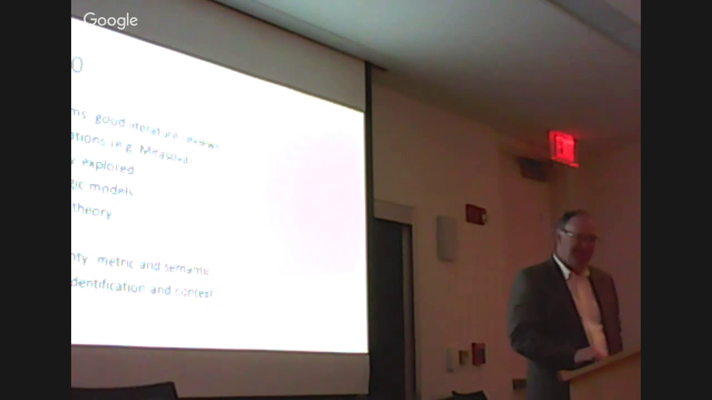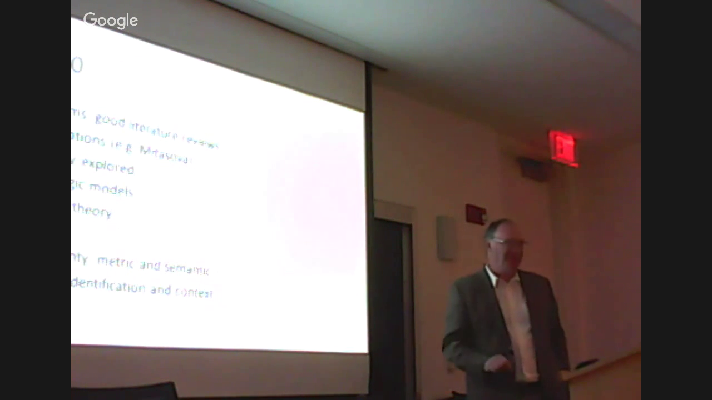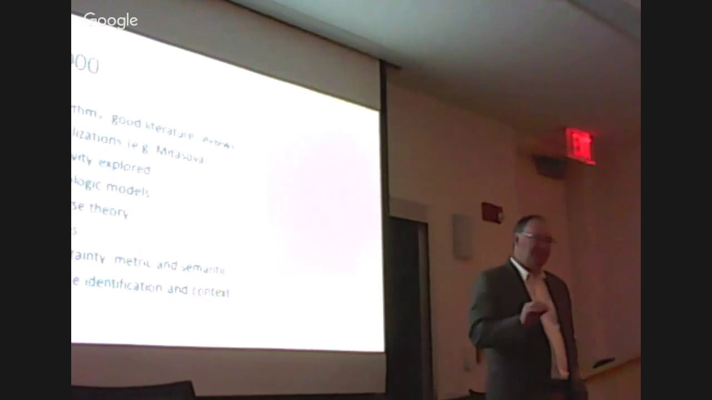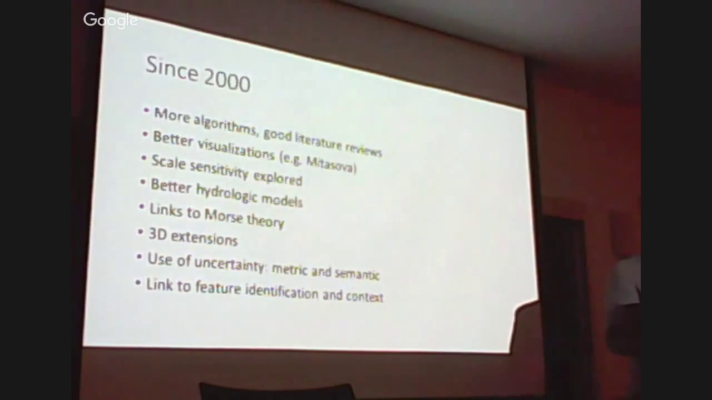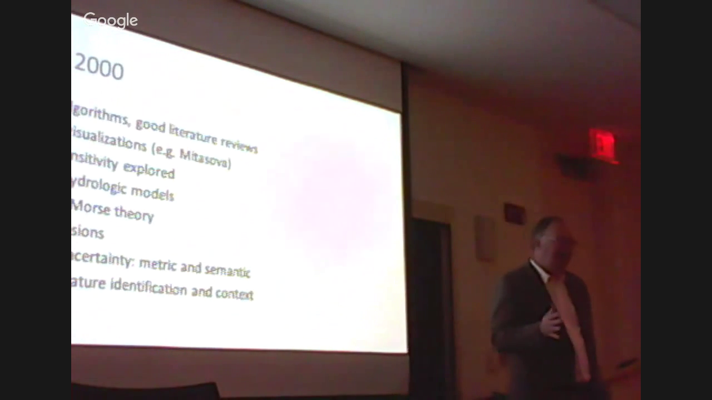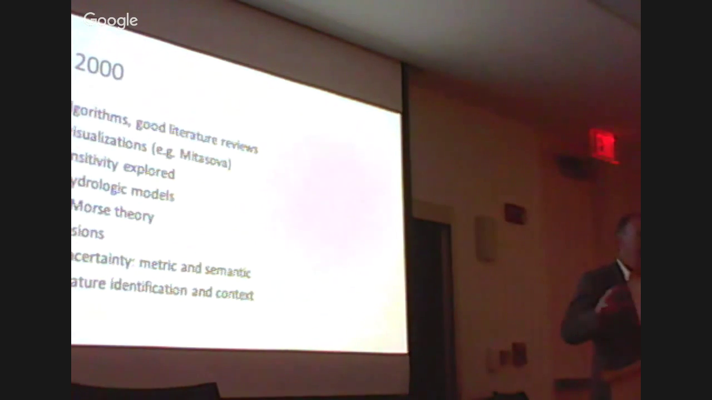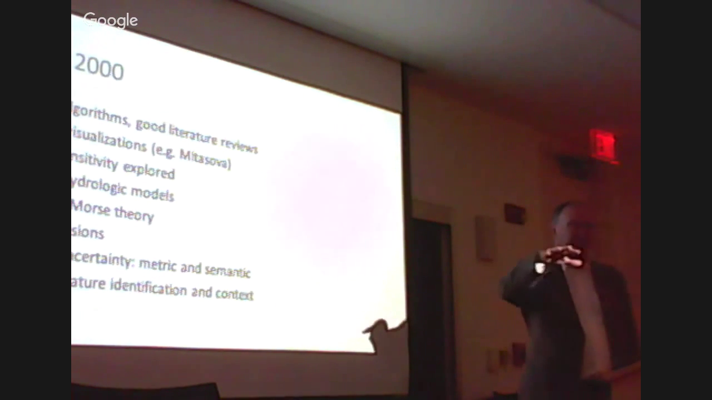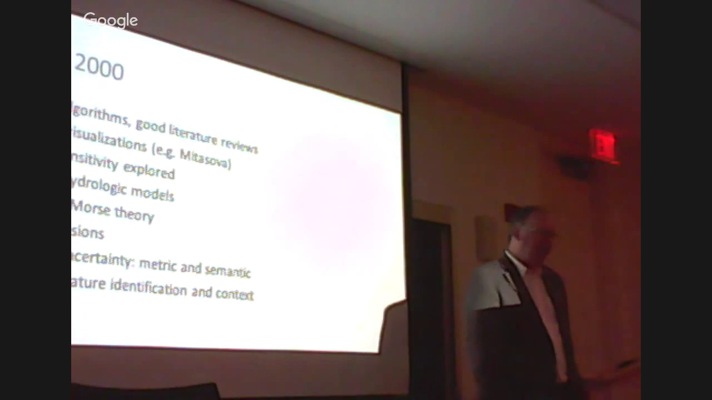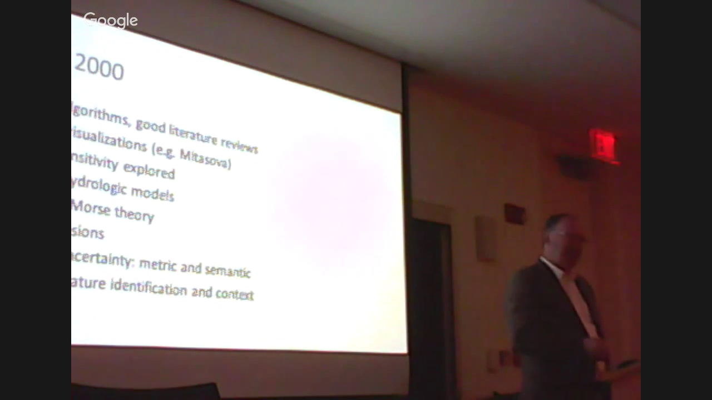So since the turn of the century, we've seen a lot more algorithms and a lot of very good literature reviews, as I implied, Renner's in particular. We've had very much better visualizations, including especially the work of Helena Mitasova, who's done some extraordinary work around topography. We've seen exploration of this idea of scale sensitivity, including by myself. We have far better hydrologic models now in which the surface network actually becomes part of the hydrologic model. We've seen links back to Morse theory, primarily coming out of the computer graphics industry, especially the video industry to support modeling for cartoons and so on, where they have to abstract three-dimensional surfaces. Morse theory has proven very valuable there. We've seen three-dimensional extensions to the two-dimensional surface network theory.